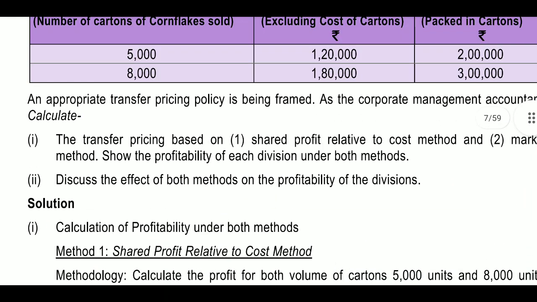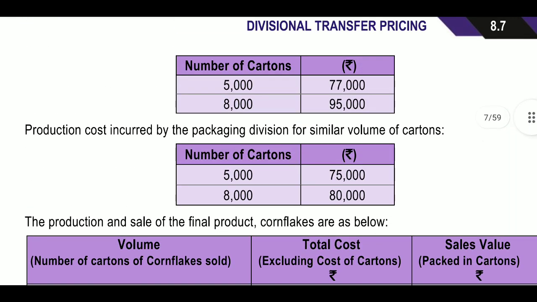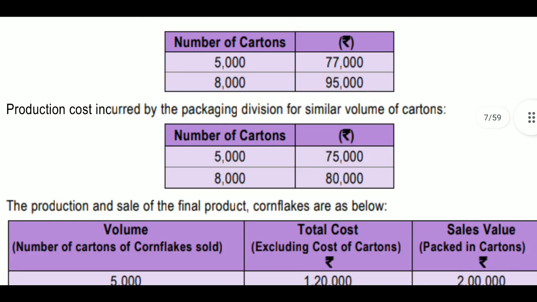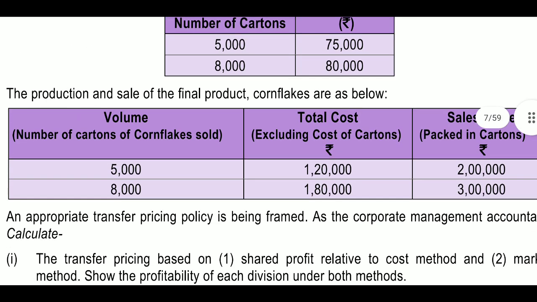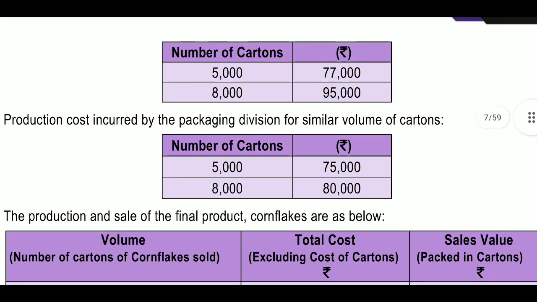And what is the manufacturing cost? The manufacturing cost will be 75,000 and 80,000. We will deduct: 77,000 minus 75,000 and 95,000 minus 80,000, and we will get the profit of the packing division. 77,000 minus 75,000 means 2,000 profit, and 95,000 minus 80,000 means 15,000 profit.